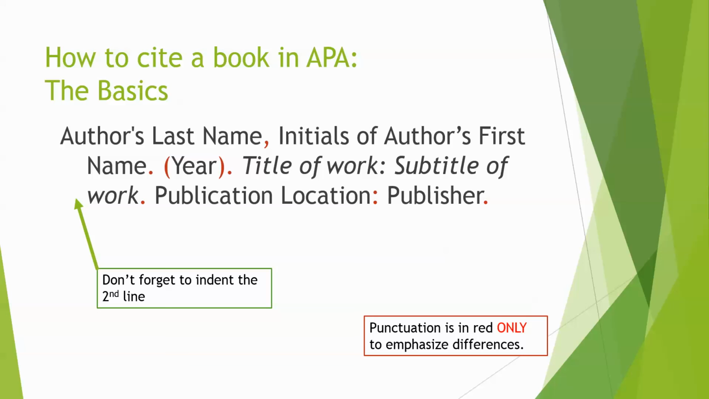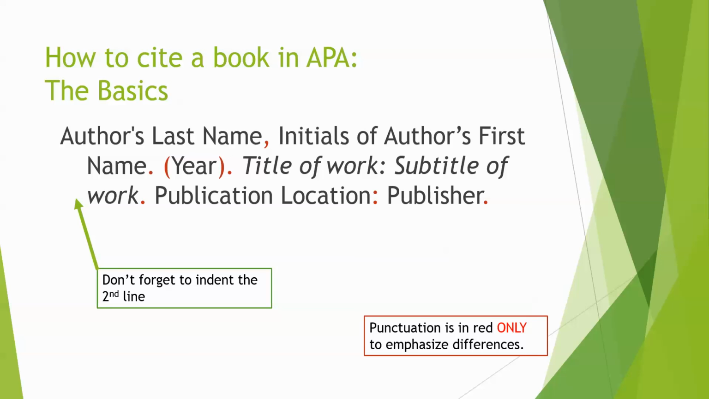Lastly, we have the publication information. First, we have the publication location. In earlier editions of APA, they used to have a well-known city rule. This means that if a book was published in New York City, for example, you wouldn't need to add the state. This isn't true anymore, which means that now you always have to include the abbreviated state after the city.